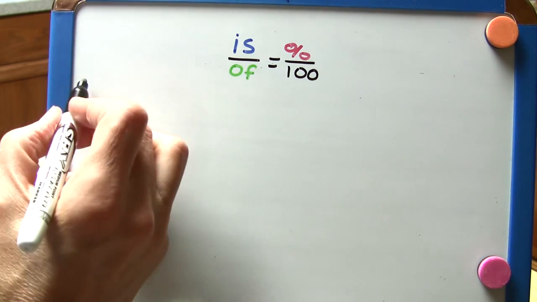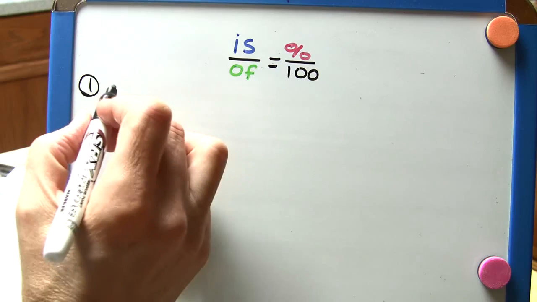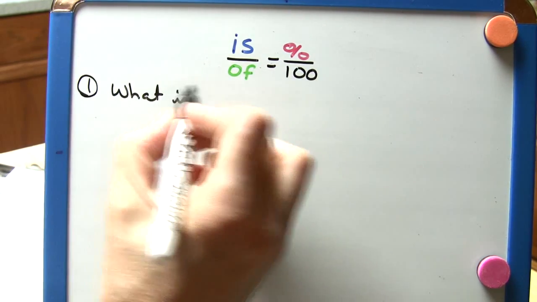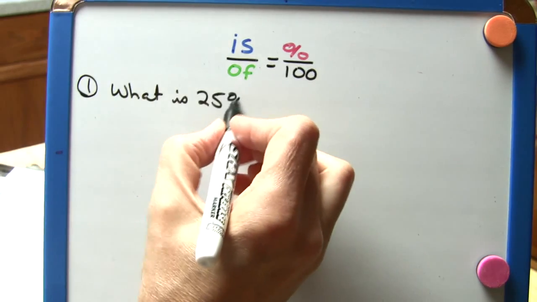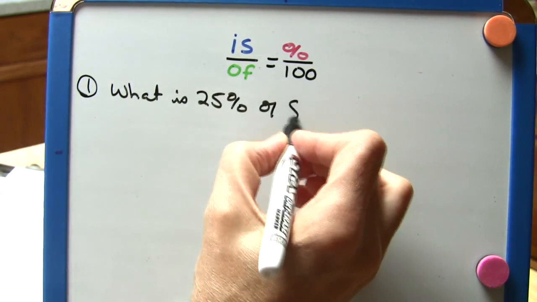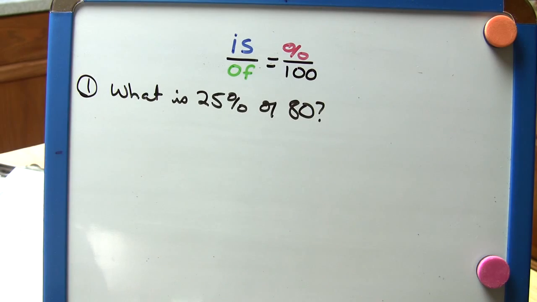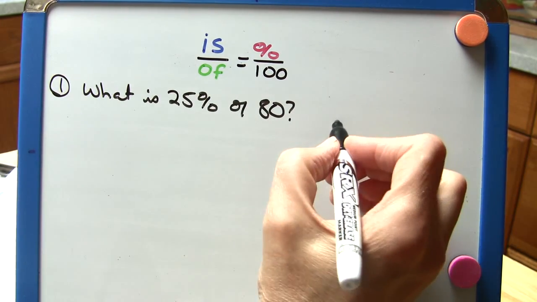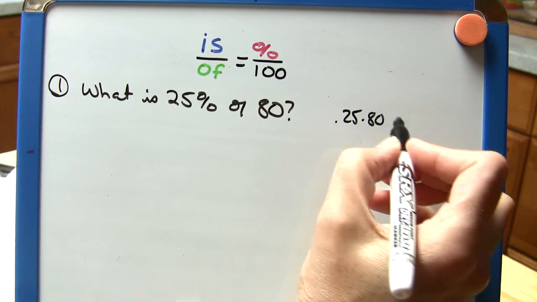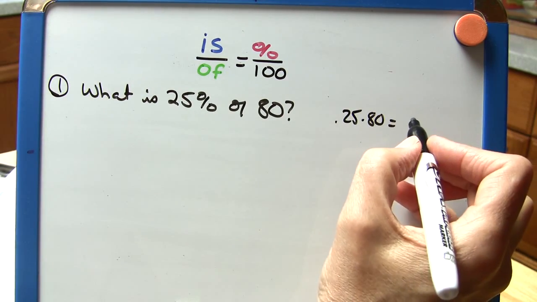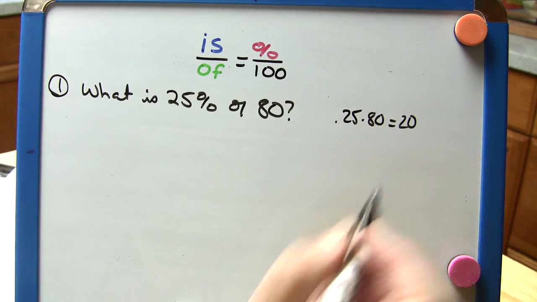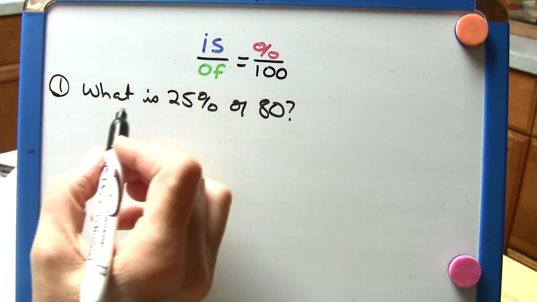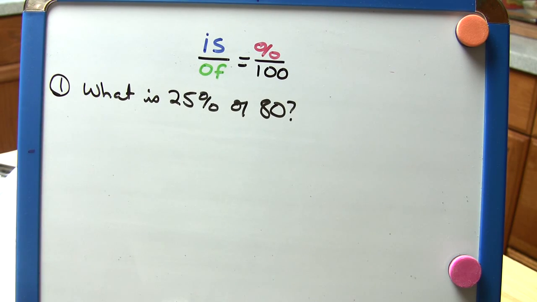So looking at our first example here, let's go with: what is 25% of 80? Now, if you know that you can just go, well, 0.25 times 80, and that gives us an answer of 20, that's fine. Go for it. However, if you're not sure, this is a little confusing, break this sentence down into is over of is percent over 100.